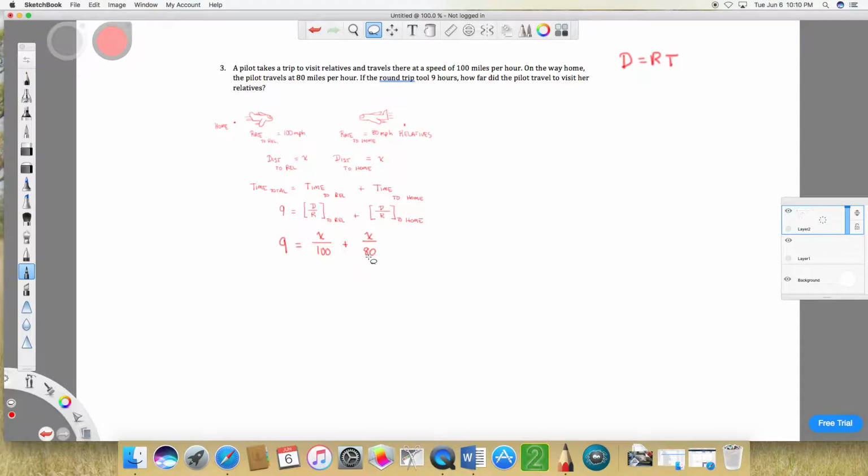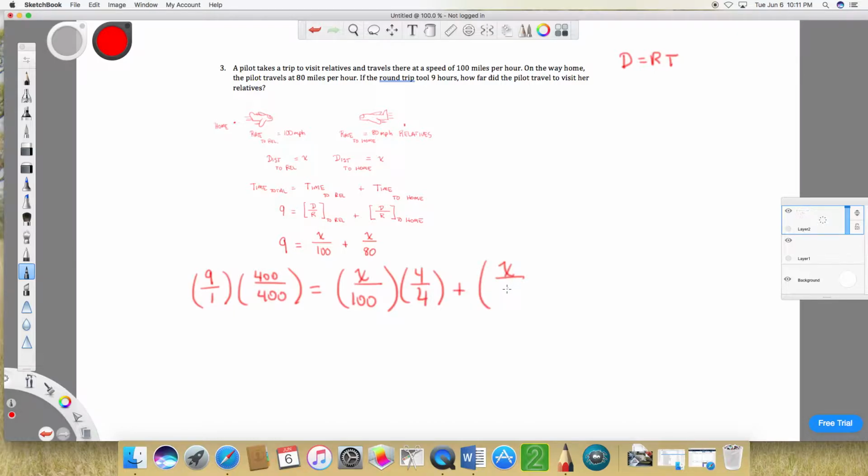Is 400 a common denominator? I think so. So let's write 9 as 9 over 1, and I'm going to multiply it by 400 over 400. X over 100, let's multiply this by 4 over 4. And this x over 80, I'm going to multiply it by 5 over 5. So now all the denominators are 400.